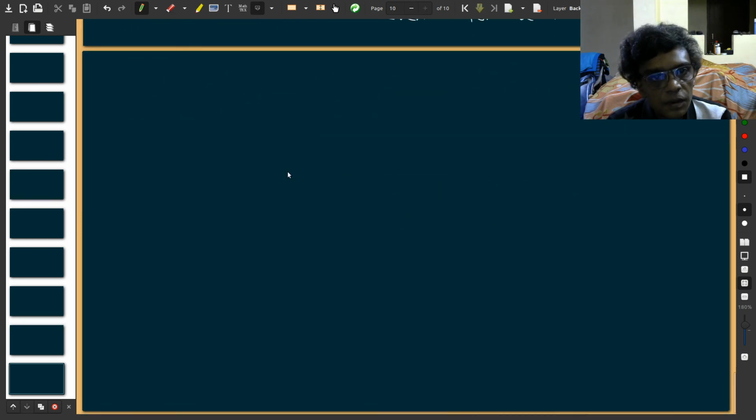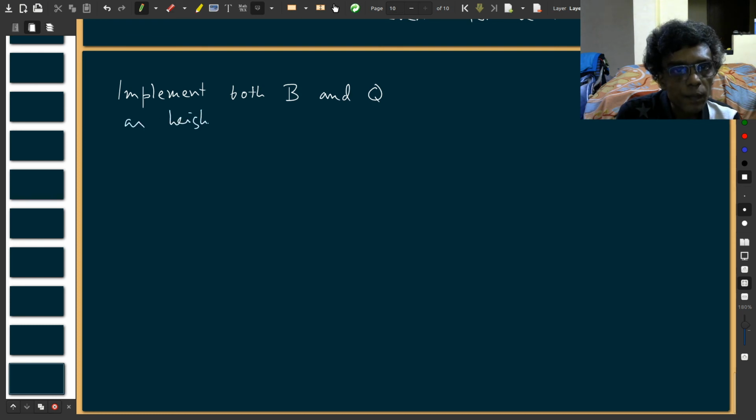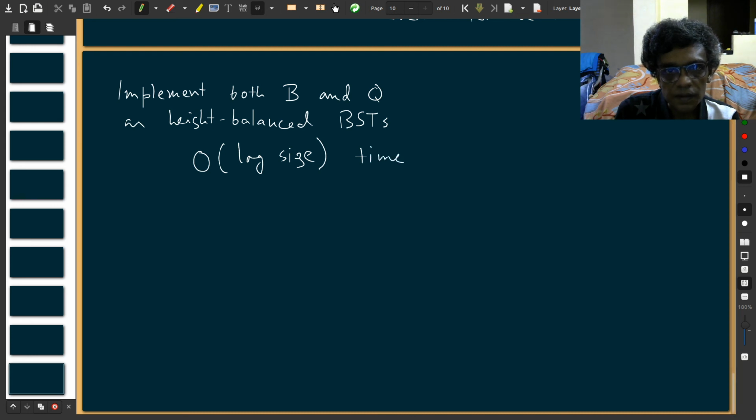So that means implement both the beach line and the event queue as height balanced BSTs, like AVL trees, so that each insertion, deletion, find min, find max, all these things can be done in O of log size time. But size is the size of B or size of Q.